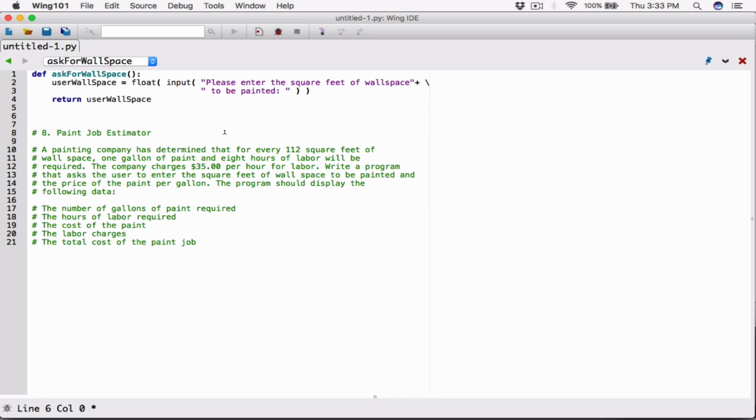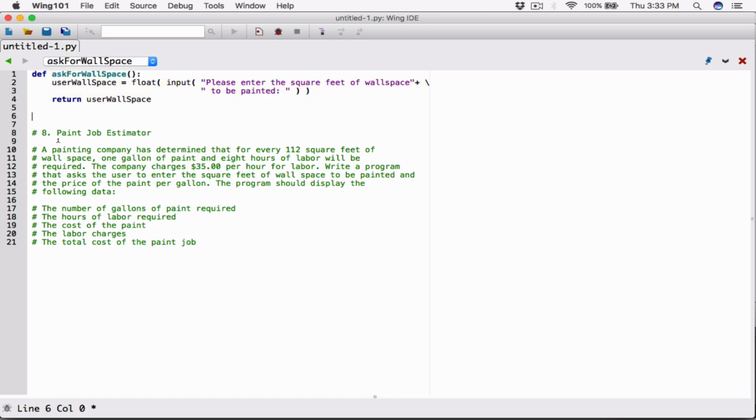All right, so ask for wall space is going to ask the user, get the wall space and return it. The next thing you're supposed to do over here is the price of the paint per gallon. So let's go ahead and also ask for the price of the paint per gallon, right? It's going to be something very similar to this.